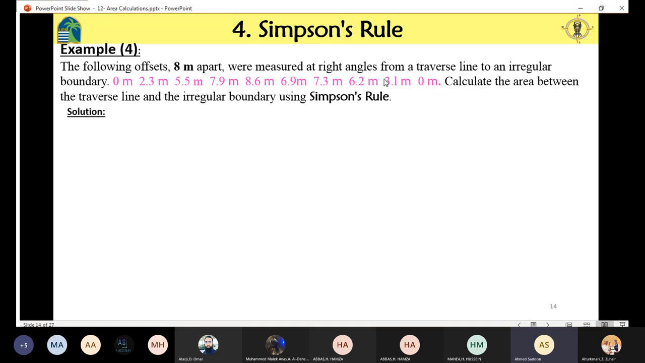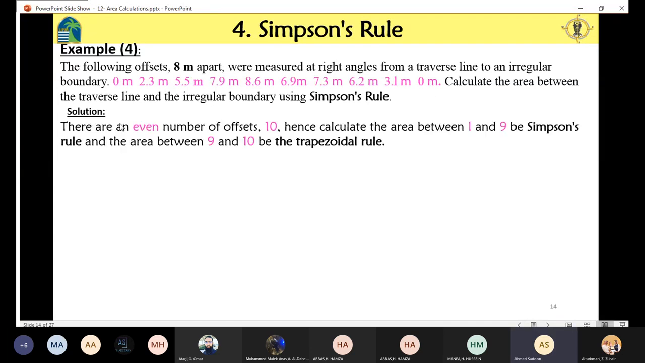So I'm going to exclude the area between 3.1 and 0. I'm going to assume that the first offset is 0 and the last offset is 3.1. This area between 3.1 and 0 is going to be calculated using the trapezoidal rule, because I don't have any option other than calculating it alone. The area from this offset to that offset is going to be determined using Simpson's rule, and in the end I'm going to get the total using Simpson's rule and the trapezoidal rule.